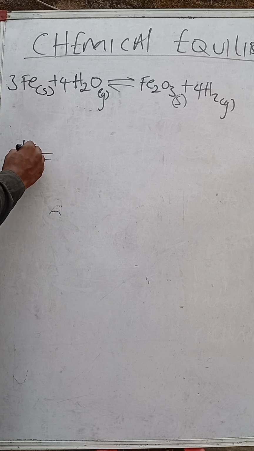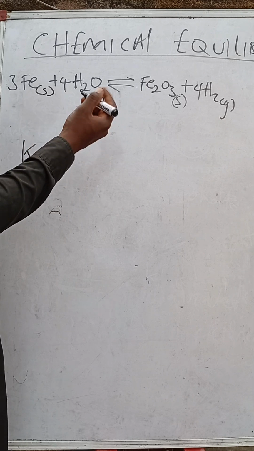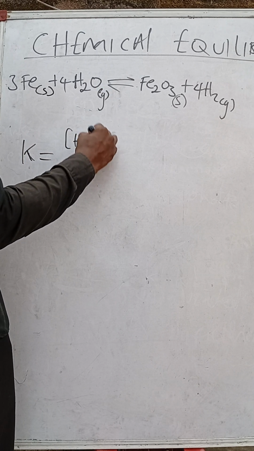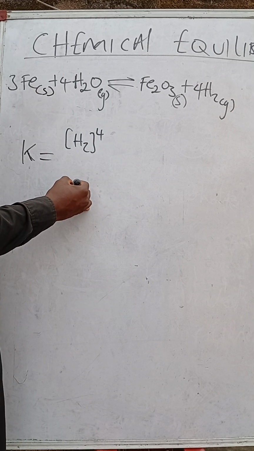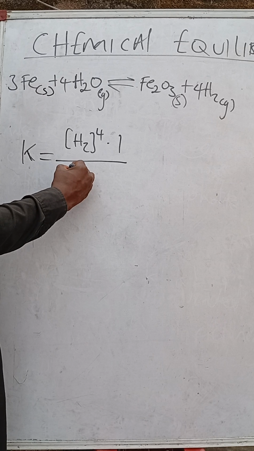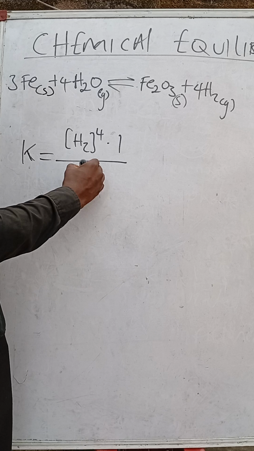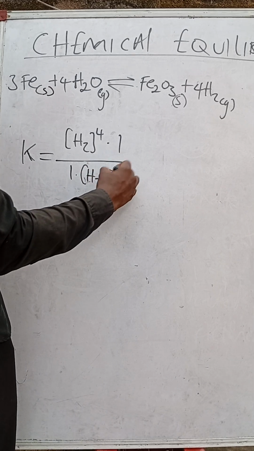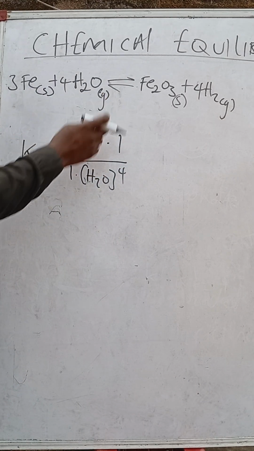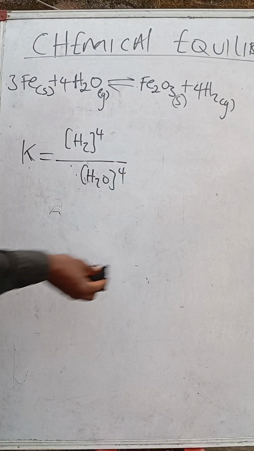So, for instance, to write K, I can say H2 raised to power 4, the product, times 1 unity, all over, we don't use Fe, so Fe is 1, then H2O raised to power 4. So it's more like saying H2 raised to power 4 all over H2O raised to power 4. That is how to write the equilibrium constant expression of reactions. Now you will see answers like this.